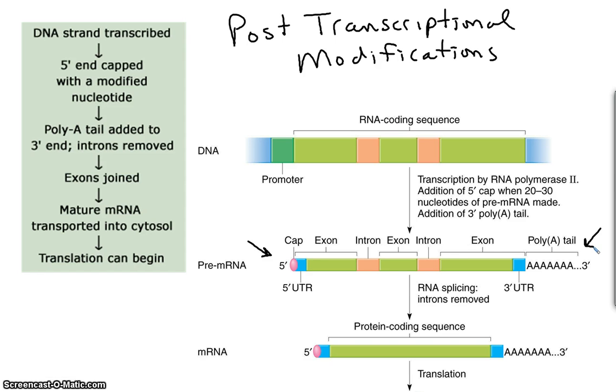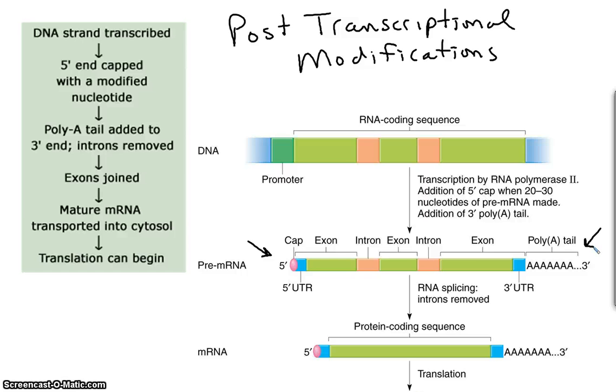And the main reasons for doing that, number one, is protection, so that the ends of the RNA don't get degraded, but also there's some signal recognition. As it leaves the nucleus, it's going to provide kind of a passport, if you will, where the nuclear pores will recognize it and allow it to leave the nucleus. So we've got to put a 5' cap and a poly A tail on that.